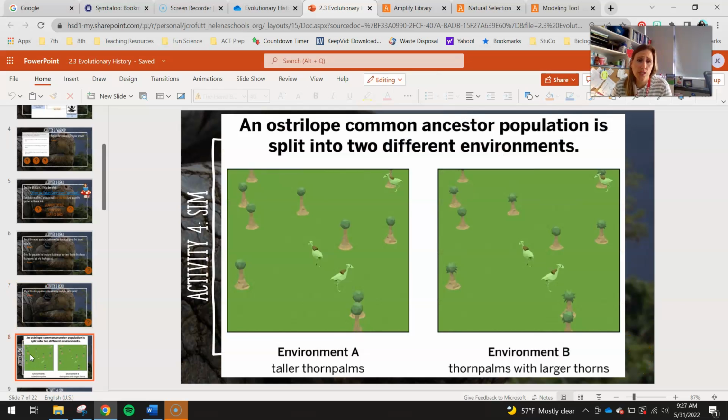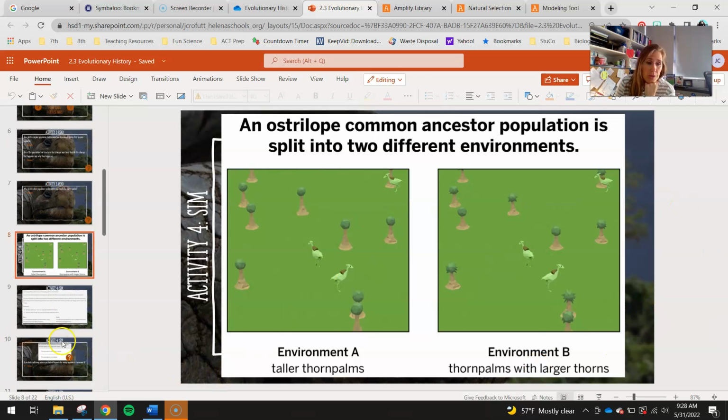Okay, so for activity 4 sim, we're going to be taking a look at a population of australopes. You will recognize this image from our last unit where we looked at the little australope populations in the sim. So an australope common ancestor population is split into 2 different environments. You can see a little bit of information. Environment A had taller thorn palms, and environment B had thorn palms with larger thorns. So these are 2 different environments that we're going to divide our australope population into.